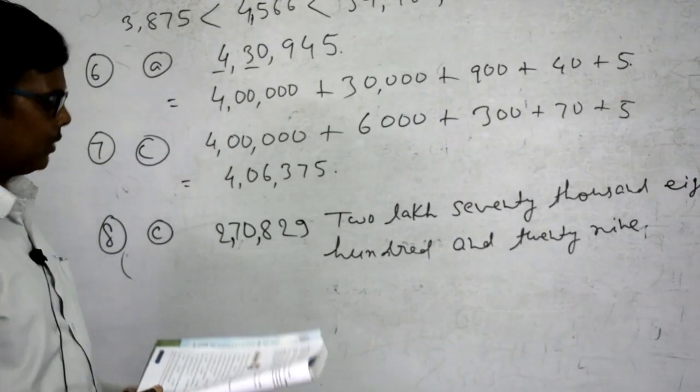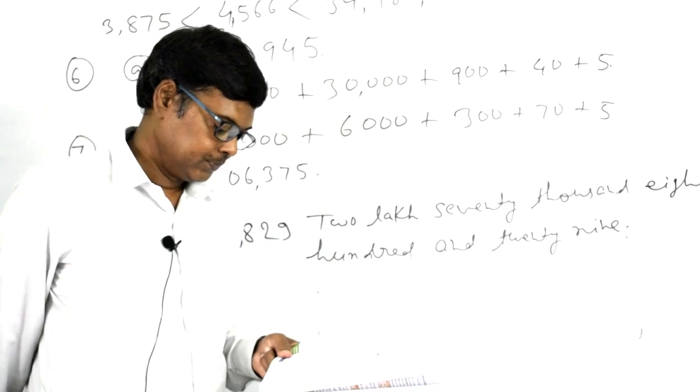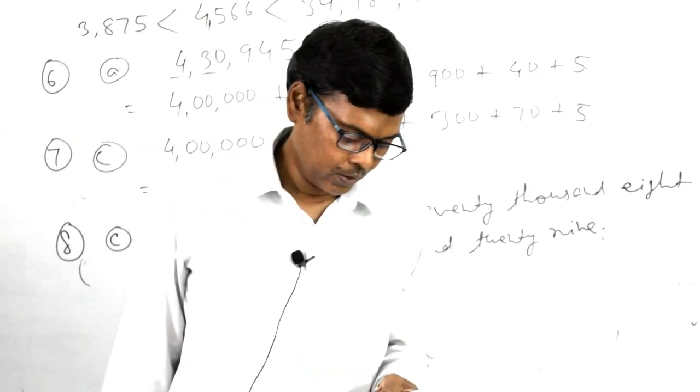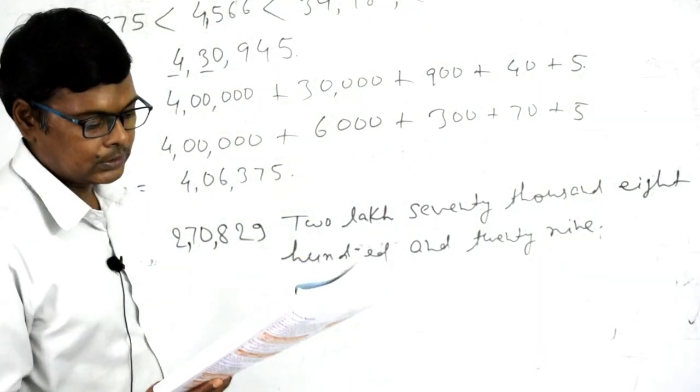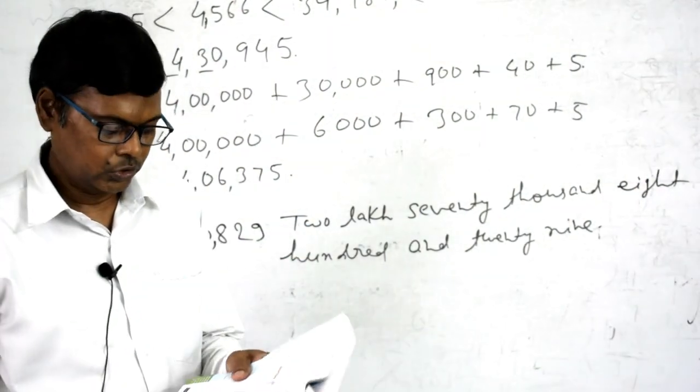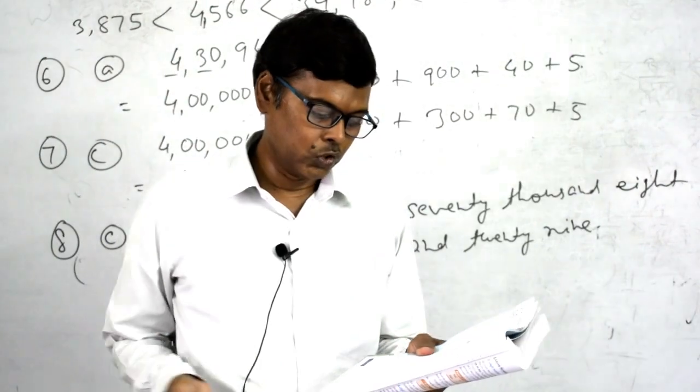So in this way you can write the number name of the other numbers in the question. Okay. Next is number 9. Add these two numbers and write the sum in words. Okay. So this is your homework, and also number 10 is your homework.